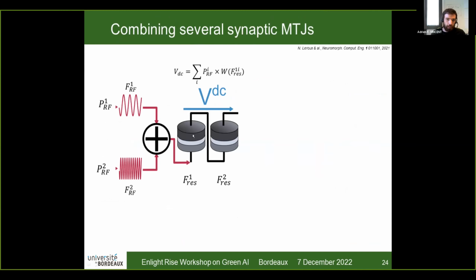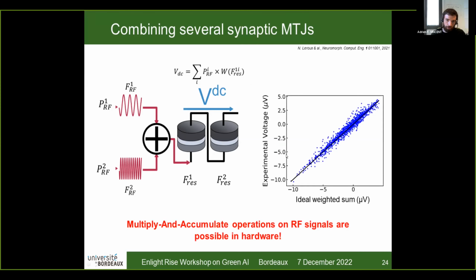And you can combine those kinds of nano synapses, for example, like here, where you will inject radio frequency signals at different frequencies that are matched to the resonant frequencies of those synapses. And if you look at the total rectified voltage, you get the multiply and accumulate operation. So that's what we observe here experimentally, where you have the experimental voltage that was measured in the lab by some of our collaborators versus the expected value. And you can see that we can perform, again, MAC operation on RF signal directly in our hardware.